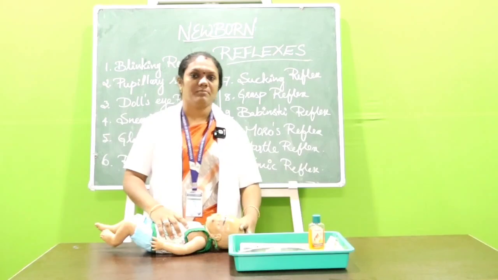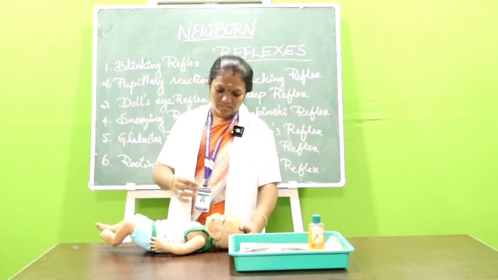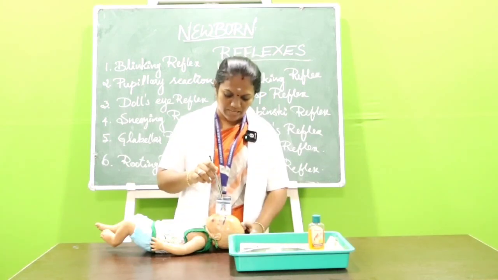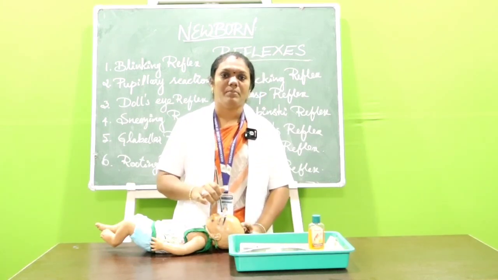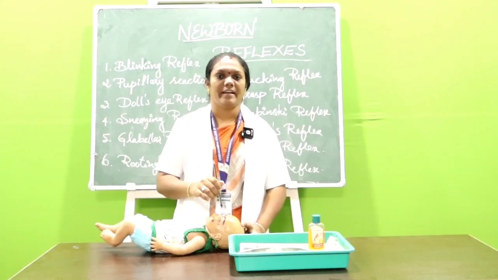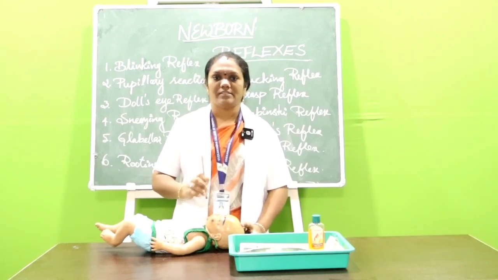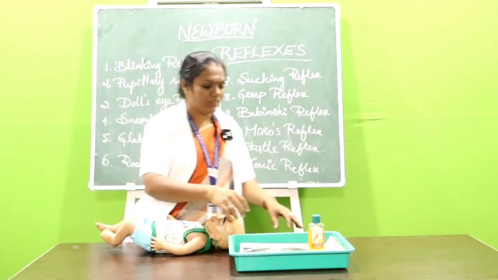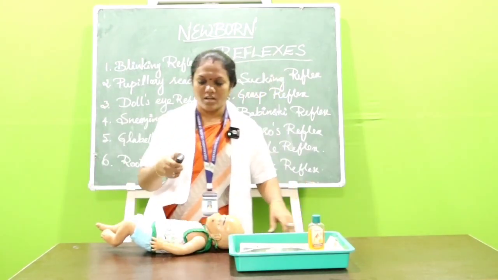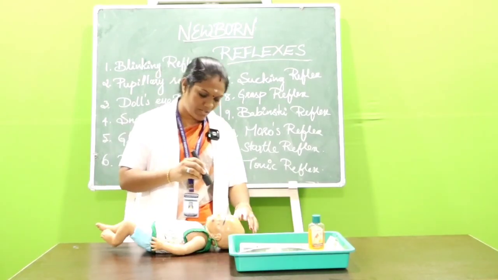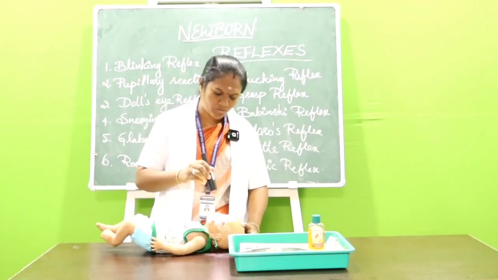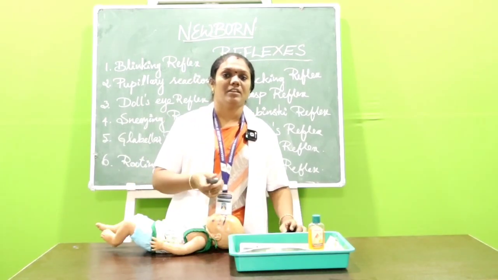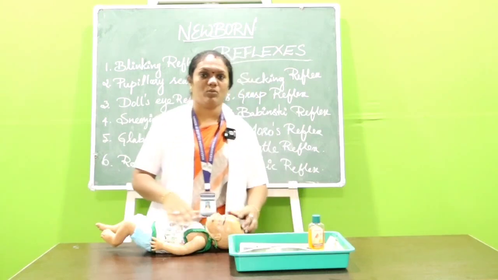Blinking reflex means that when we bring an object towards the baby's eyes, the baby starts to blink their eyes. It indicates that the blinking reflex is present. The next one is the pupillary reaction. When you bring a pen torch or any object near the baby's eyes, the baby's pupils start to react. It indicates that the pupillary reaction is also present in the baby.